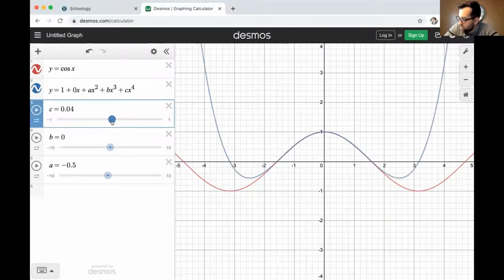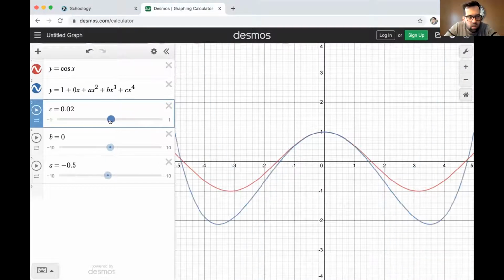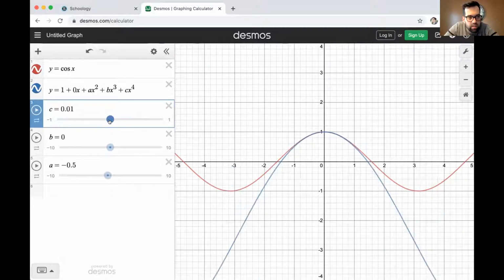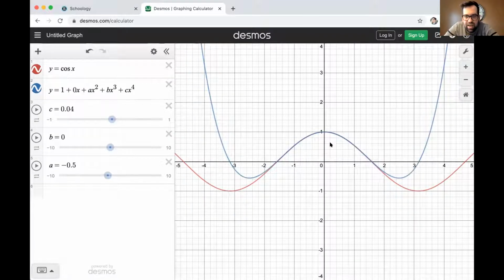Look at this. I think if we set this to 0.04, it's the best fit. Okay. Yeah. And so now you can see that it matches the cosine curve for even more. It's an even better approximation further out, all because we're centered around x equals 0, and we're trying to match derivatives with the original graph.